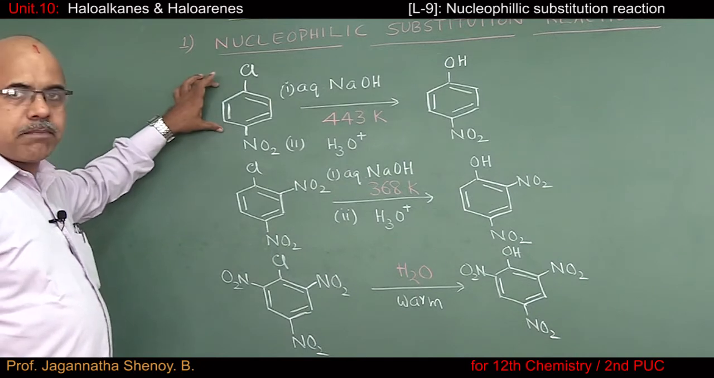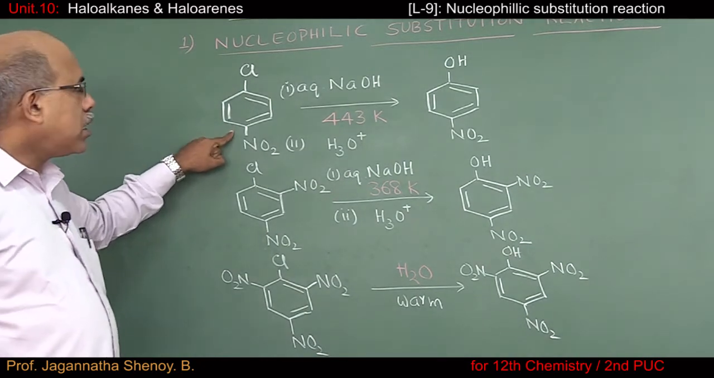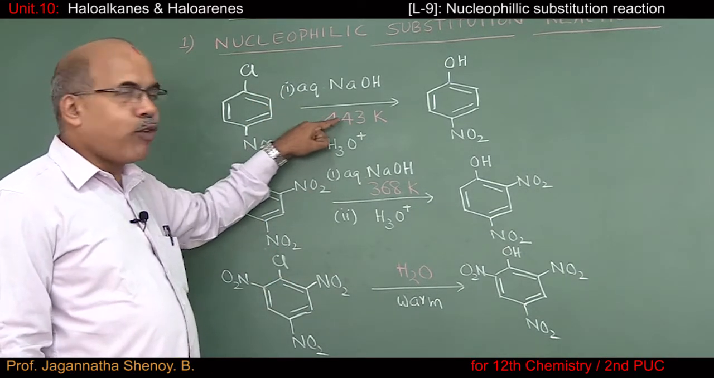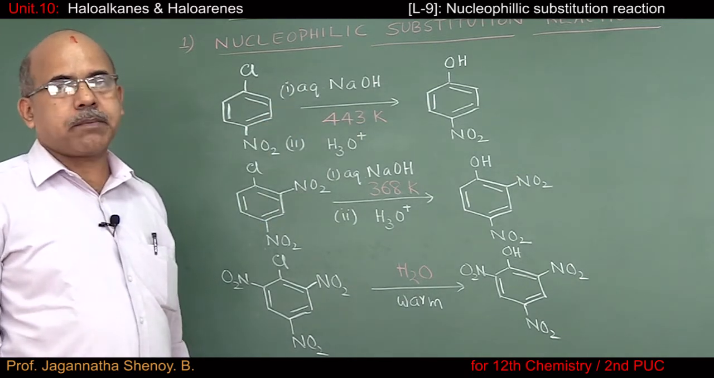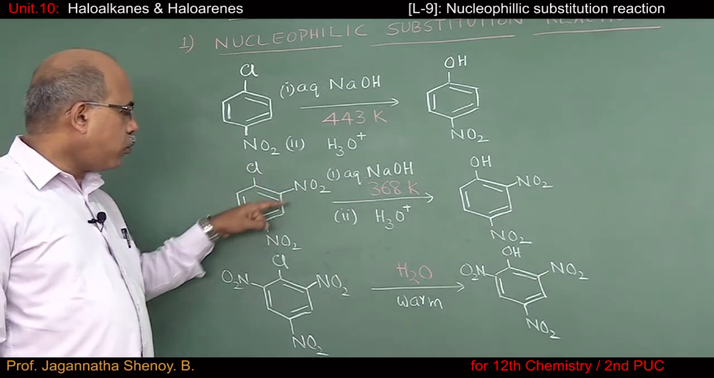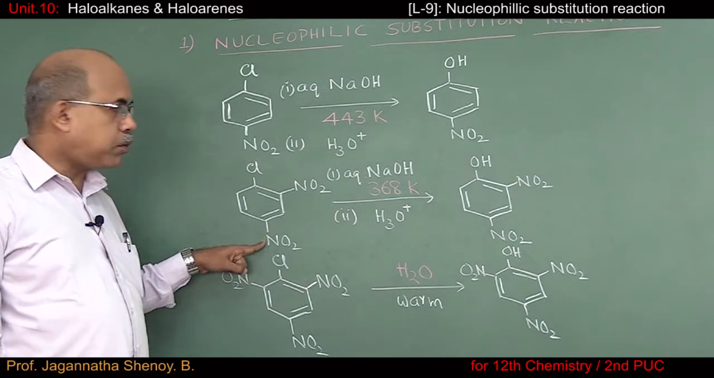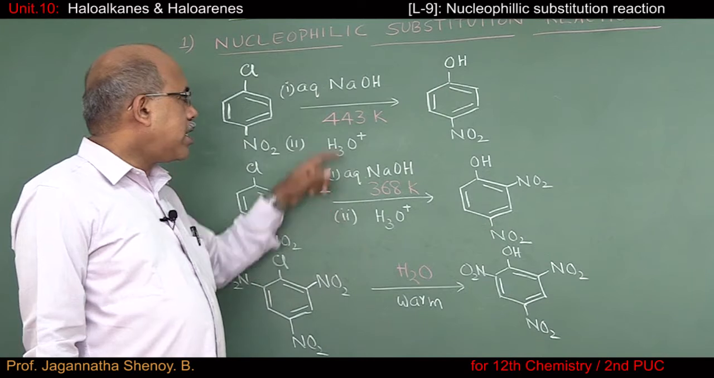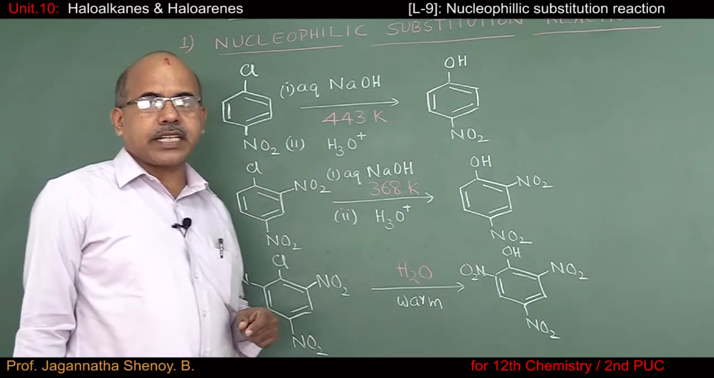In the first example, we have only one NO2 group at para position. If you look at the conditions, temperature is reduced to 443 Kelvin and the reaction is carried out at 1 atmospheric pressure. I'll move over to the second example. We have 2 NO2 groups, one at ortho position, the other one at para position. Here the reaction conditions become still milder. Temperature is lowered from 443 Kelvin to 368 Kelvin.